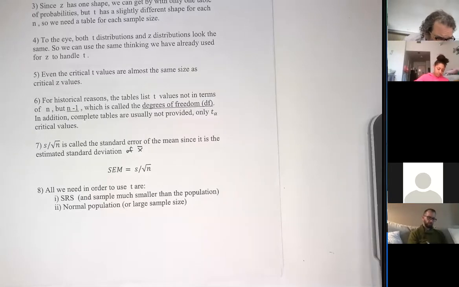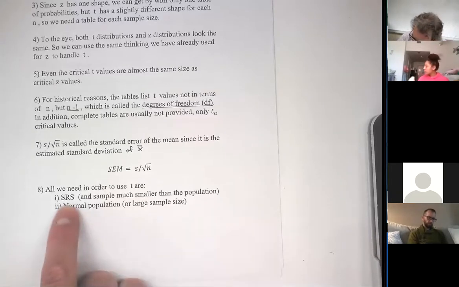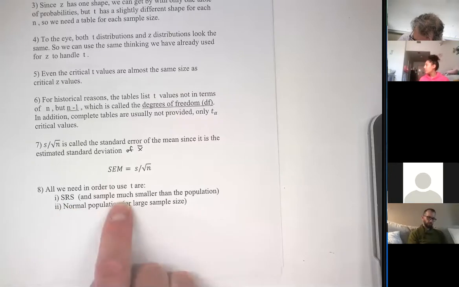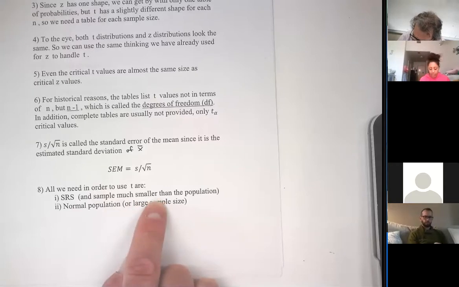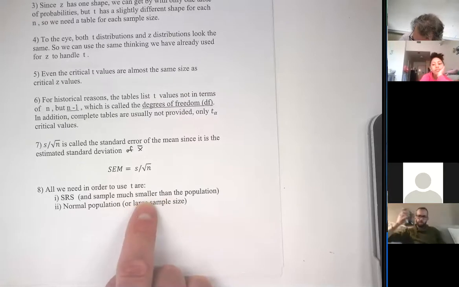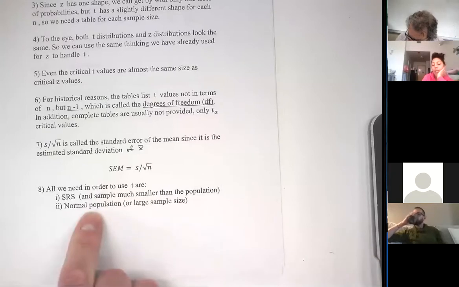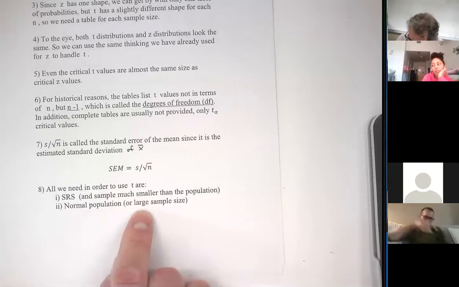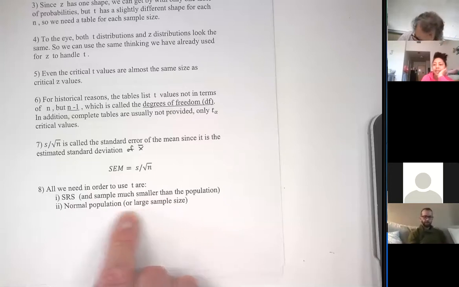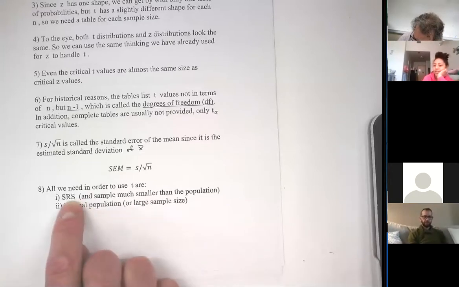All we need in order to use T are simple random sampling, and like we had to do for proportions, we want the sample size to be much smaller than the population. Of course, the population is probably pretty big. If it's a small population, it won't actually have a normal distribution, because the normal distribution can take on millions of values. So probably that's not a big deal, but sometimes it is. We also need a normal population or a large sample size, so that the central limit theorem says X bar has a normal distribution. So ordinarily we're looking for simple random sampling and a normal population.